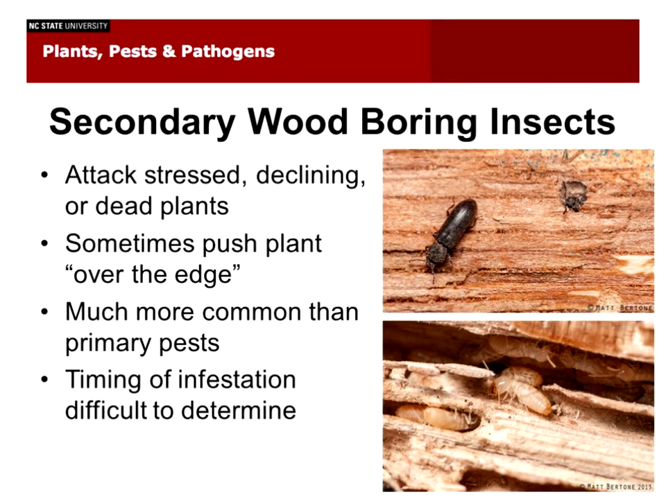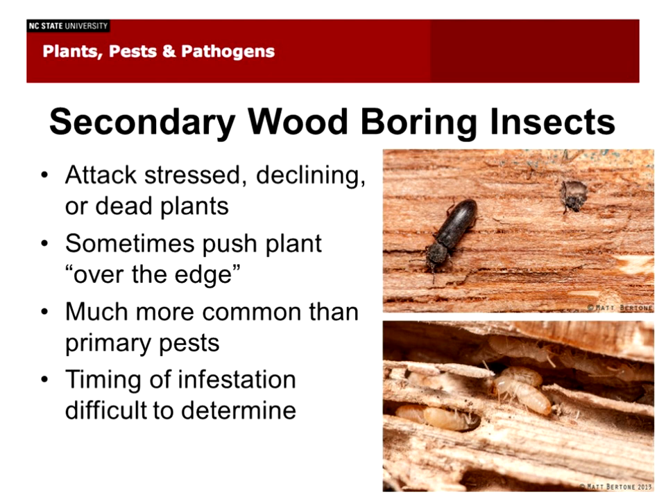Now, secondary wood-boring insects usually attack stressed, declining, or completely dead plants. They will sometimes push plants over the edge. They will further stress them out. This is really why maintaining the site health, the soil health, and the general health of the plants around is the best way to avoid being pushed over the edge by these secondary invaders. These are, again, much more common than primary pests. Most insects will invade trees that are not doing well or are completely dead.